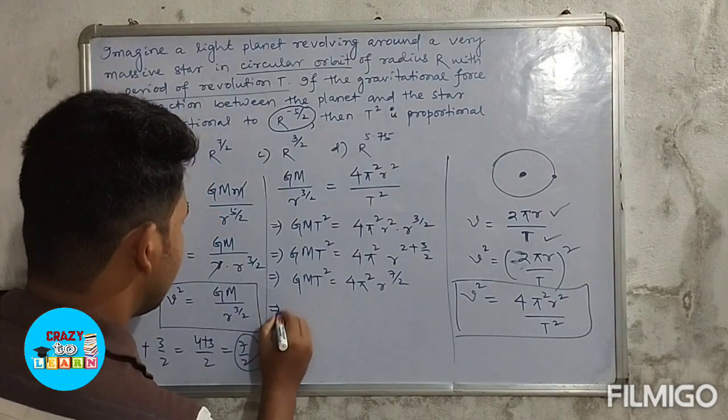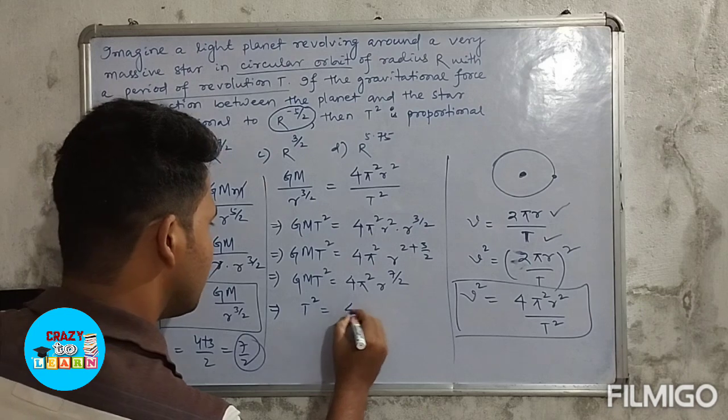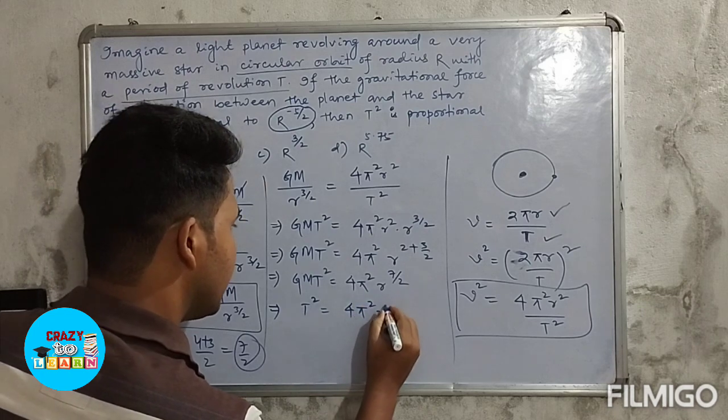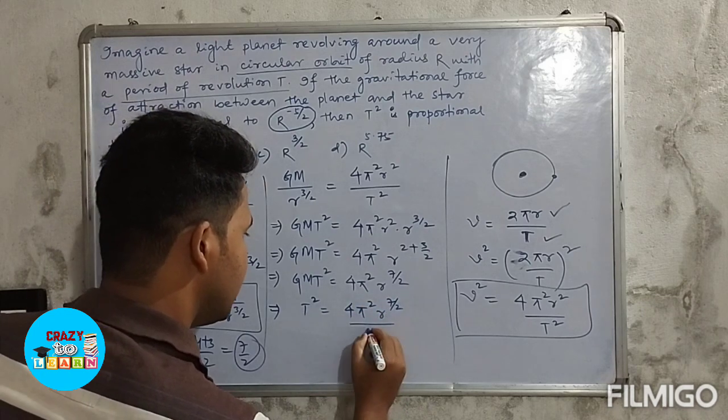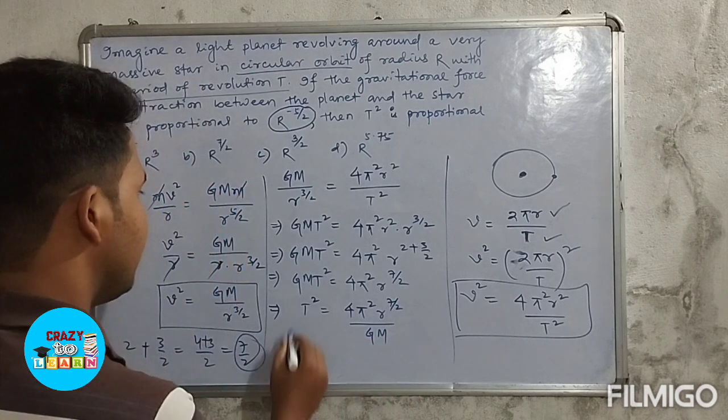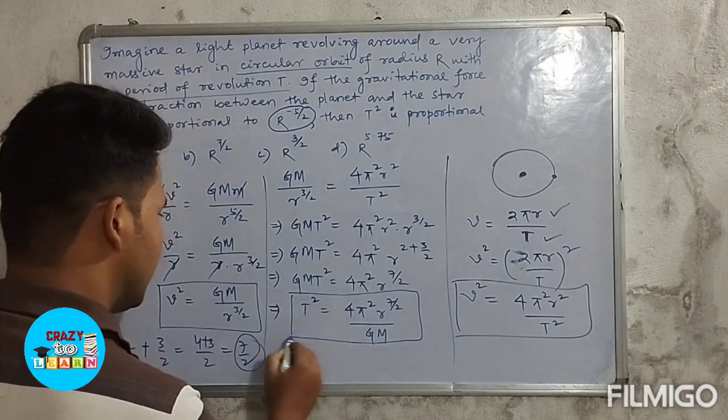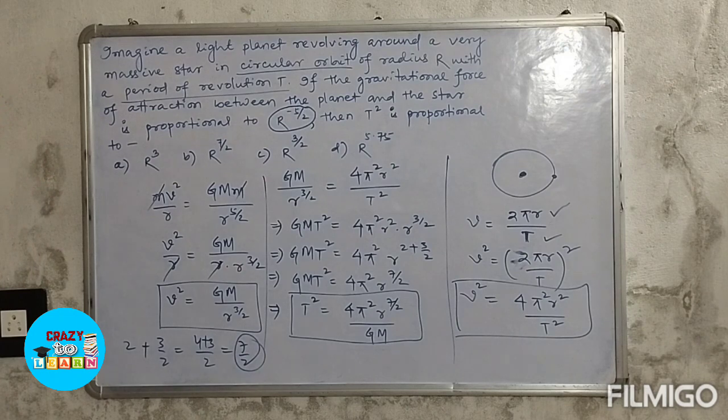So what is T square? T square is equal to 4 pi square r power 7 by 2 divided by capital G capital M. This is the formula for capital T square.